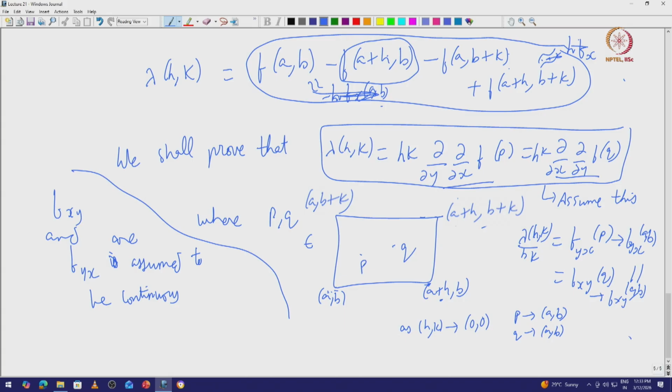So let's try to prove this. This is the key point. Notice that if we prove this, then the same proof will be used to prove this, because whatever proof we use for this, you just interchange the roles of x and y and you will get the proof for this, okay? So let's prove this one, okay?